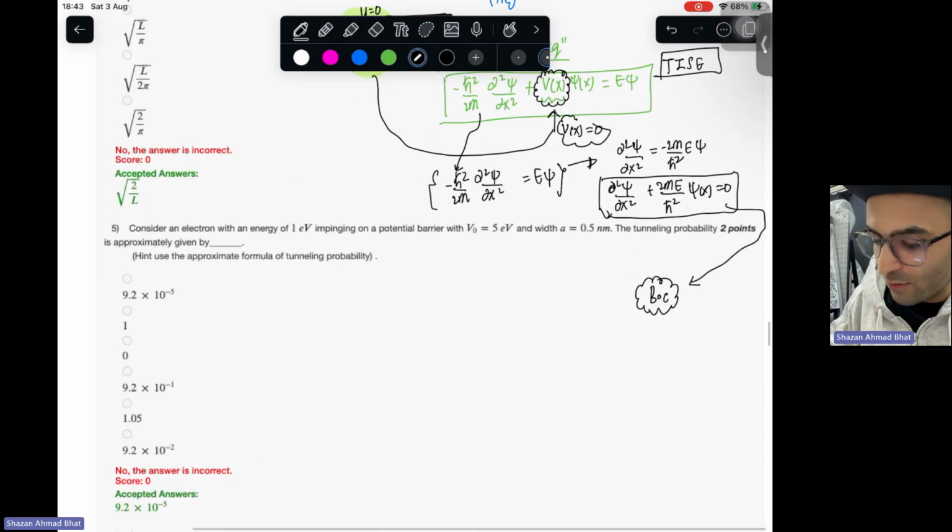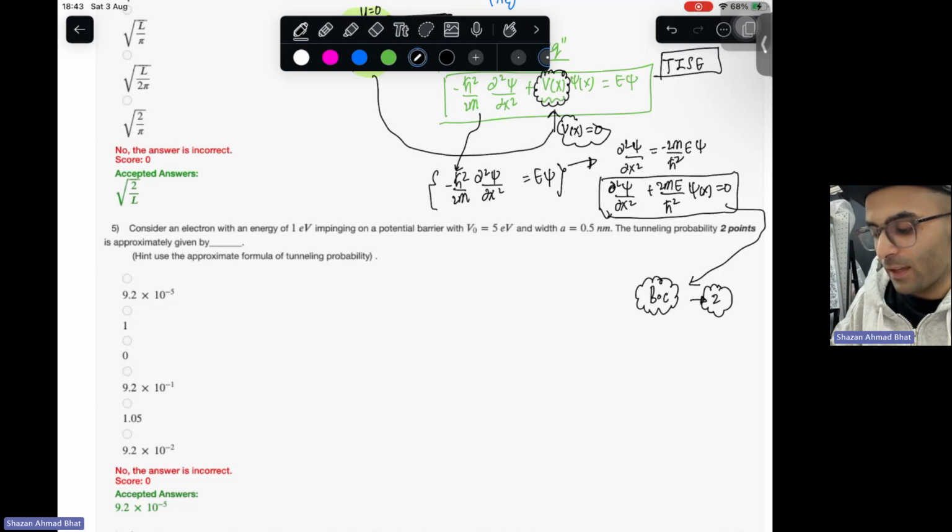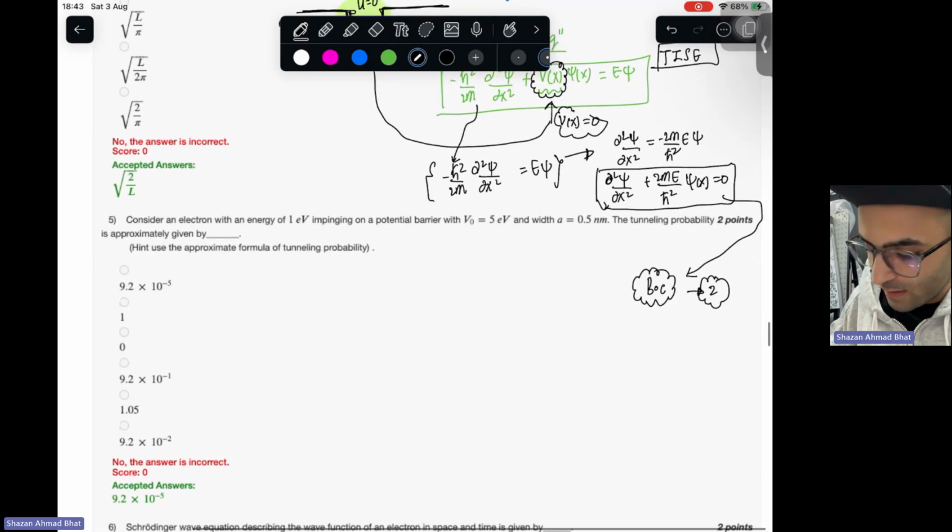How many boundary conditions do you need? You need two, because the order of the differential equation is two. And what are the two boundary conditions?